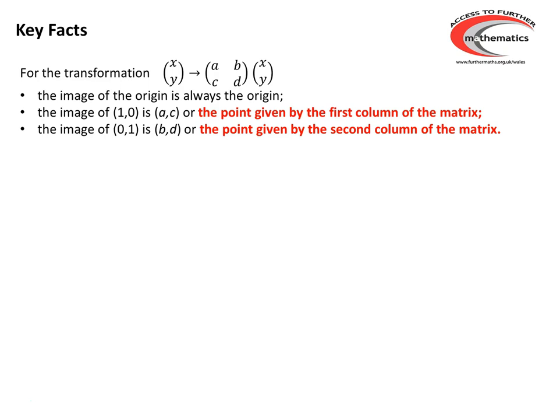If we have a transformation described by the point (x, y) going to the matrix (a b; c d) times (x, y), then under that transformation, the image of the origin will always be the origin. The image of the point (1, 0) is given by the first column of the matrix. It's the point (a, c). And the image of the point (0, 1) is (b, d), the point given by the second column of the matrix.